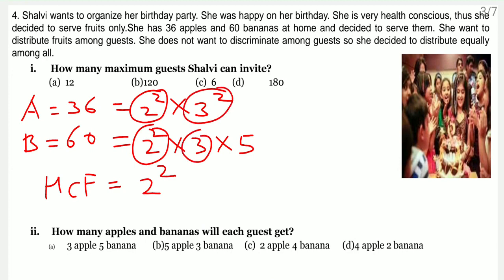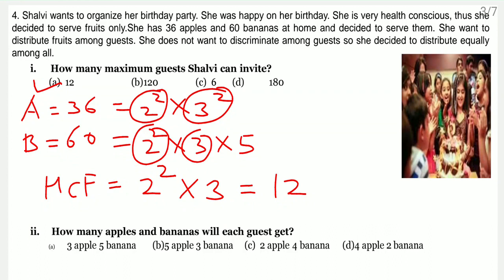3 square and 3. These two factors are common. But out of these two factors, which is having the least exponent? 3. So, the answer is 4 threes are 12. So, with these many fruits, she can invite only 12 guests. Okay. So, option A is the correct one.